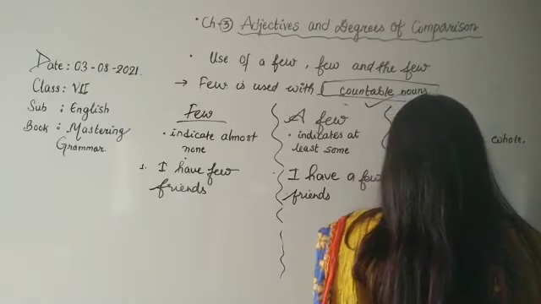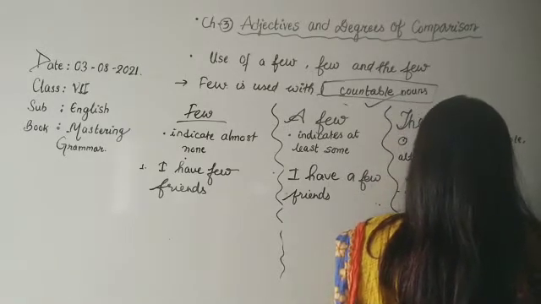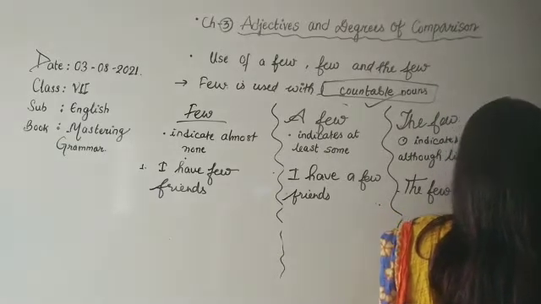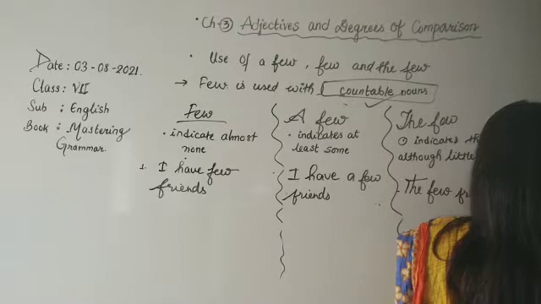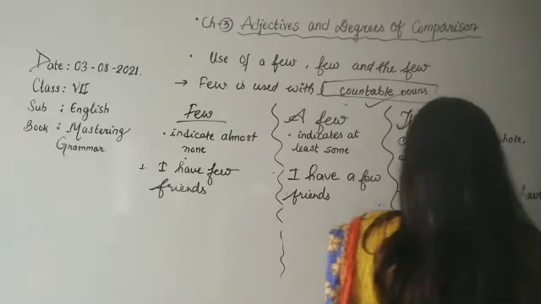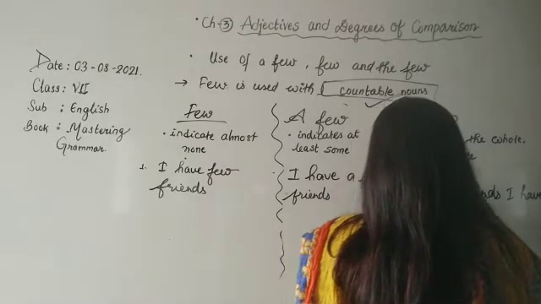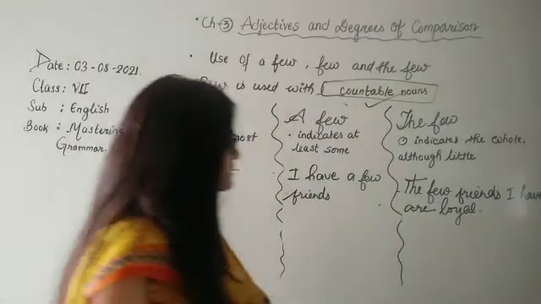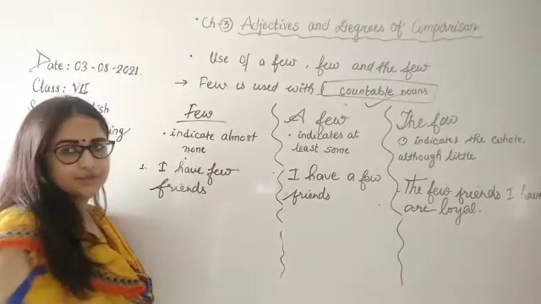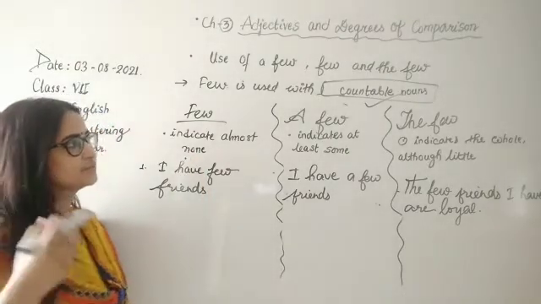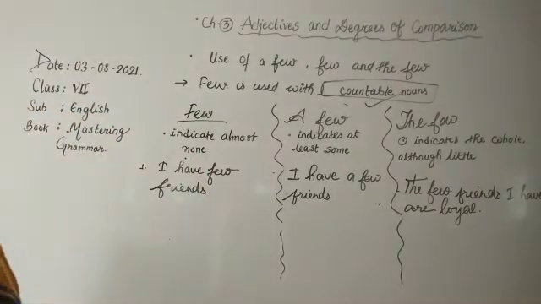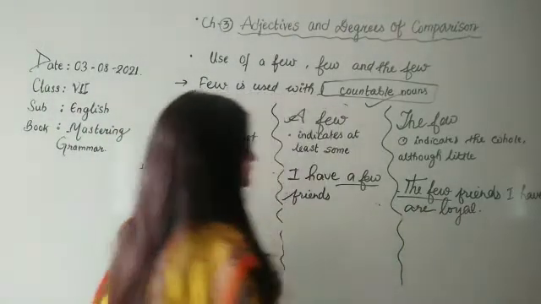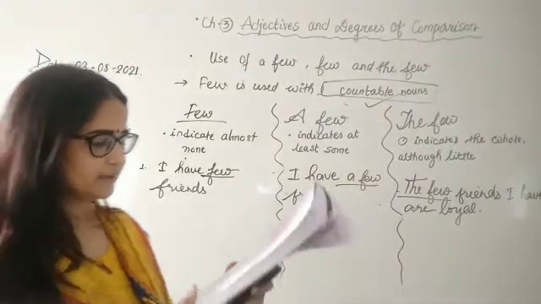The few friends I have are loyal. Yes. See, same thing again with countable nouns. We are using this word few, a few, and the few. Okay. So we are done with this one.